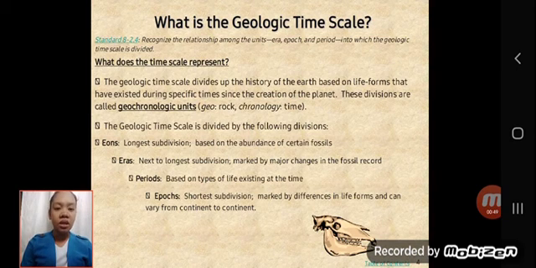Aeon is the longest subdivision. It is based on the abundance of certain fossils. Era is the next longest subdivision. It is marked by major changes in the fossil record. Period is based on types of life existing at the time. And the last is the epoch, the shortest subdivision, marked by differences in life forms and can vary from continent to continent.